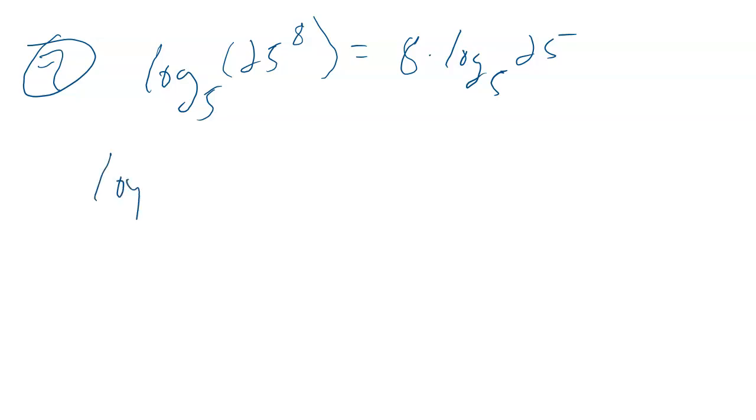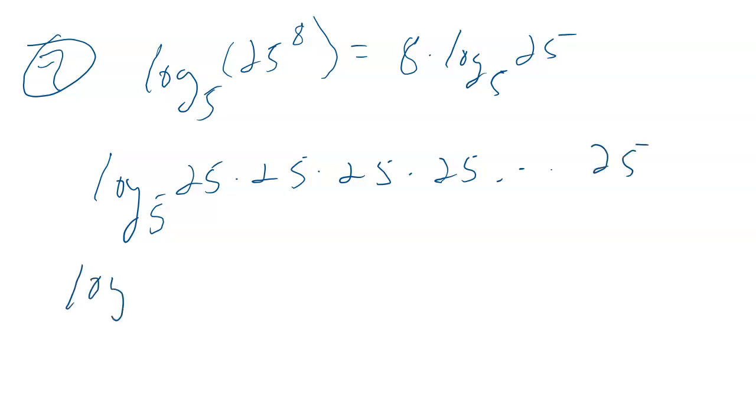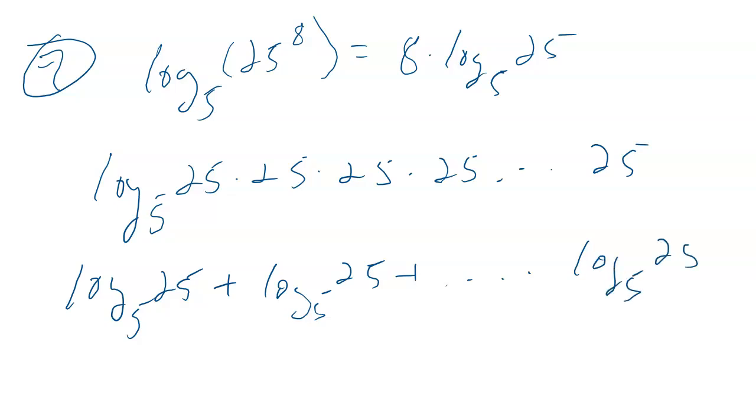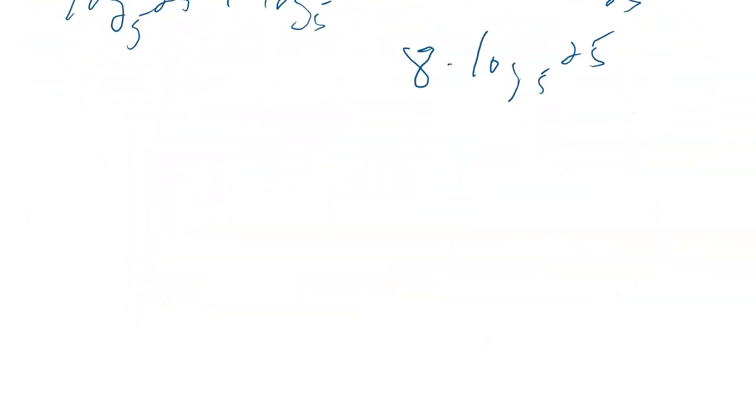It's really easy to prove, because this would be log base 5 of 25 times 25 times 25 times 25, and there'd be 8 of these. Then this would turn into log base 5 of 25 plus log base 5 of 25, using the first row of logarithms, and there would be 8 of these. Repeated addition is multiplication, so you just get 8 times log base 5 of 25. Again, it's supposed to make sense. Supposed to.